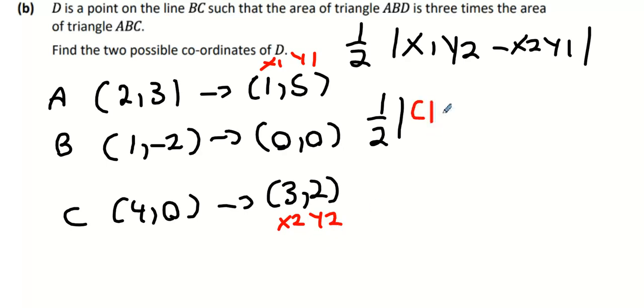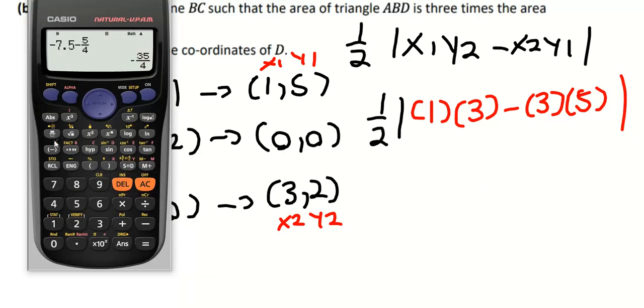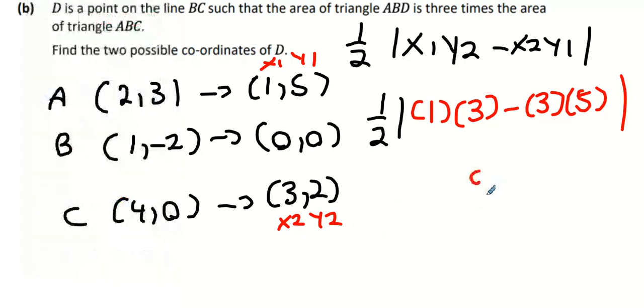What do we get? 1 times 3 minus 3 times 5. And if you aren't sure how to use this in the calculator, you can go looking for the ABS button. If you aren't sure about the new calculator, then just enter that in. It's going to be 3 take away 15. And I'm hoping I get an answer of 6. All right? 6.